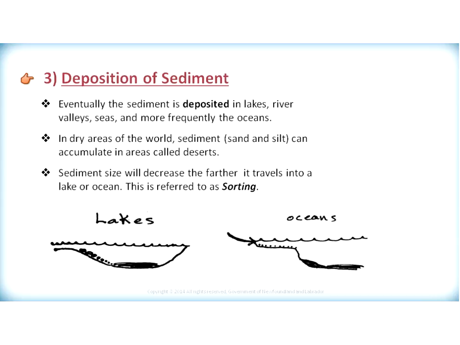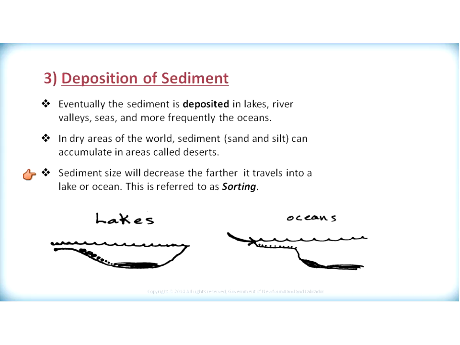Once materials are transported to lower elevations, they are actually deposited. So eventually, the sediment will get deposited in a water environment, in environments such as lakes, rivers, seas, or more frequently, the oceans. In a dry area of the world, sediment can also build up and be deposited, and can accumulate in areas we call deserts.